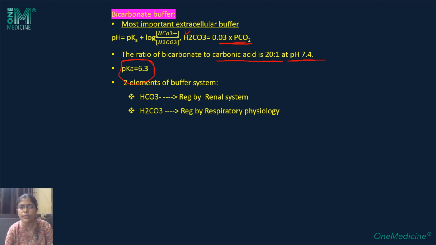There are two elements in the buffer system. If you look at the Henderson-Hasselbalch equation, there are two elements. One is the bicarbonate, another one is the carbonic acid. Bicarbonate is regulated by the renal system, and carbonic acid is regulated by the respiratory system or respiratory physiology.